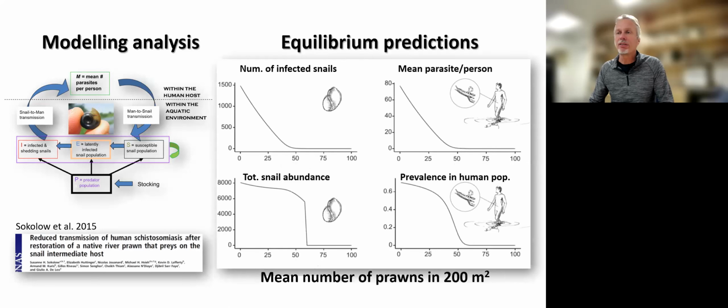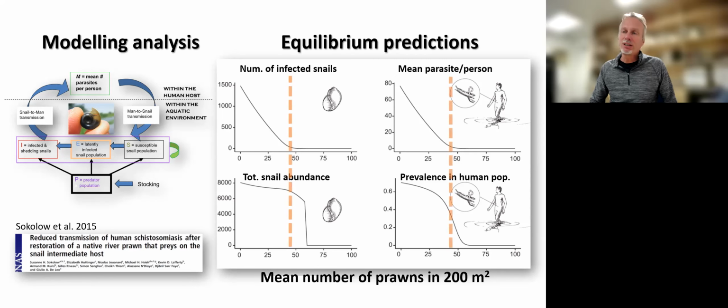When we put that all together, we look at the long-term equilibrium predictions, where we get this prawn abundance over 200 square meters, so how many prawns we had to stock, and we use this to estimate the number of infected snails at long-term equilibrium, the total snail abundance, the mean parasite burden in people, and the prevalence of infection in the human population.